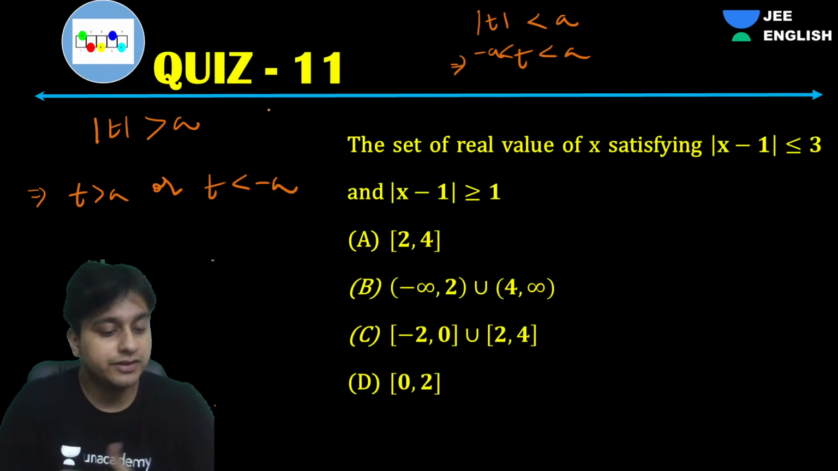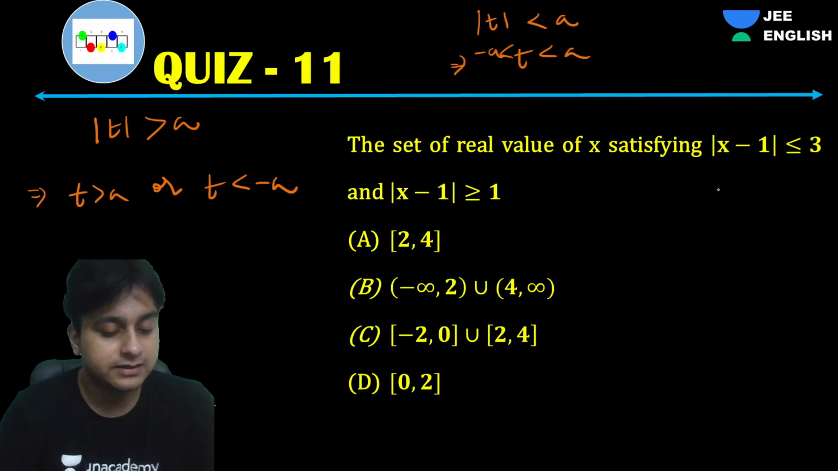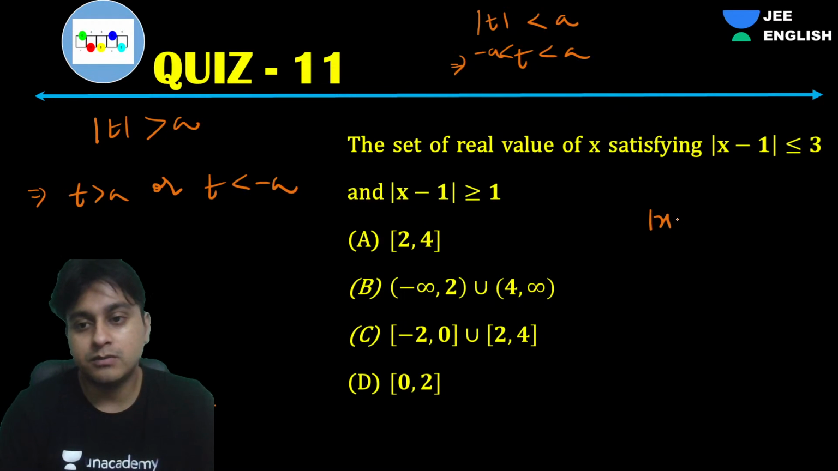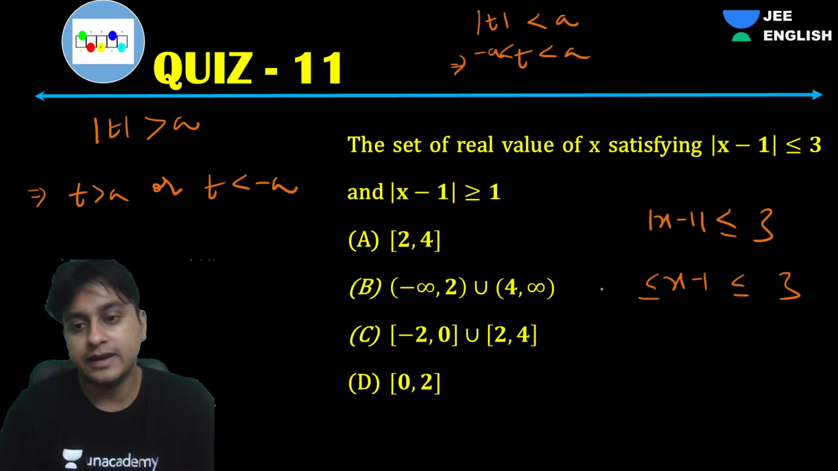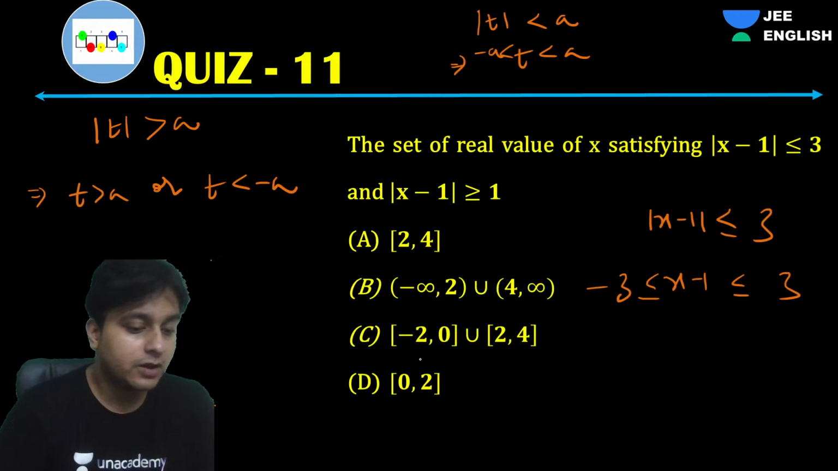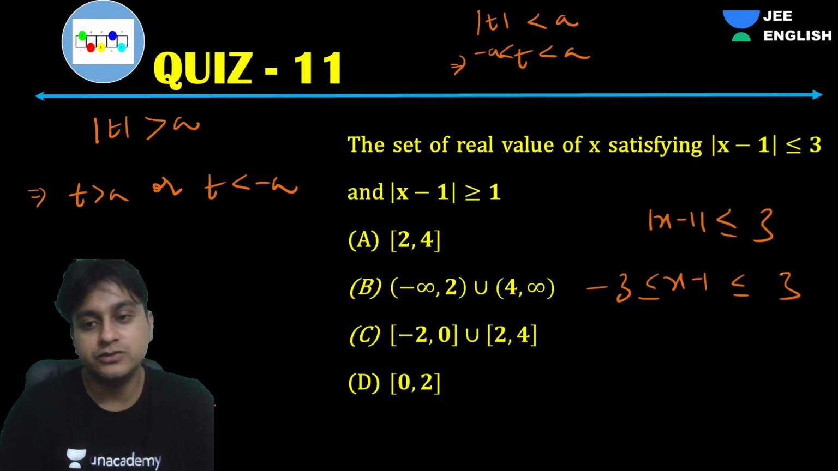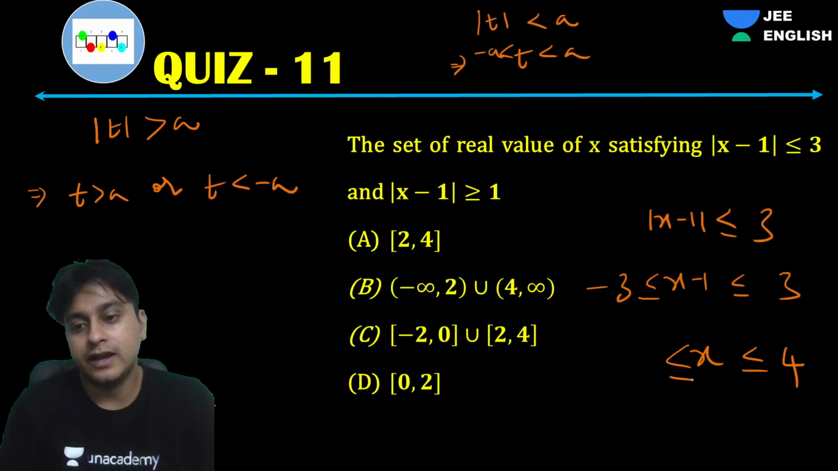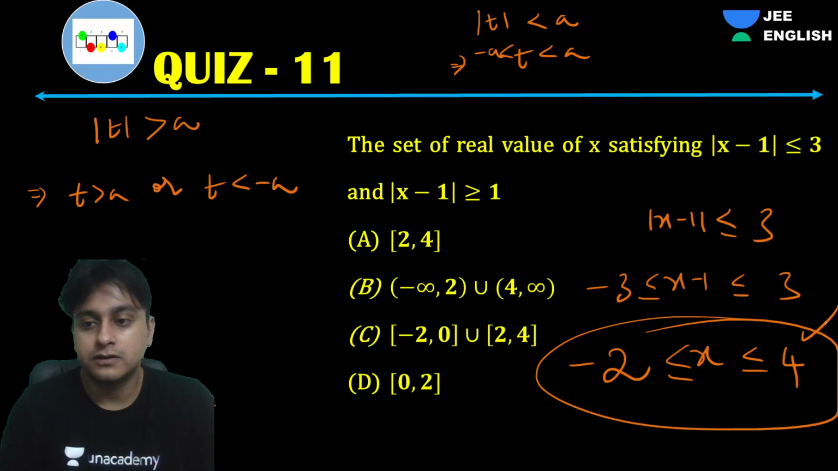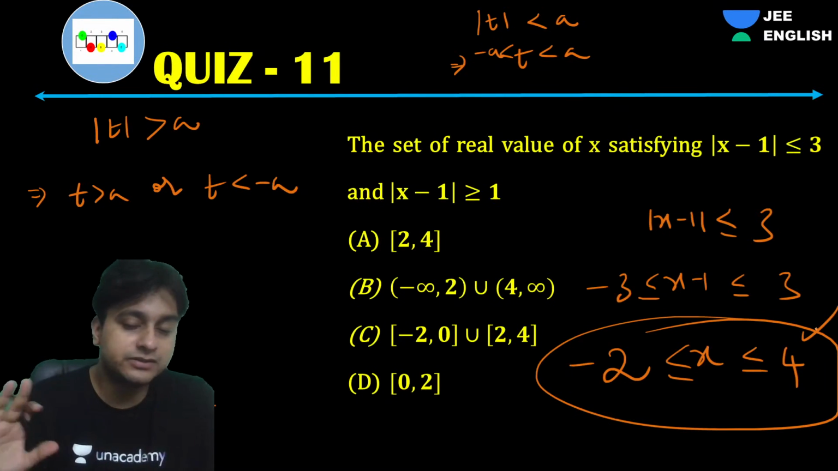So here, what is the first case? Mod of x - 1 less than or equal to 3. So we can say that x - 1 will be between 3 and -3. Now you can add 1 both sides. As soon as you add 1 both sides, what are you getting? x is between 4 and -2.